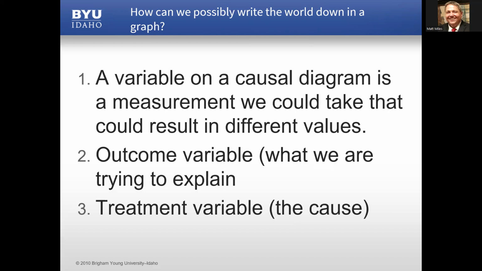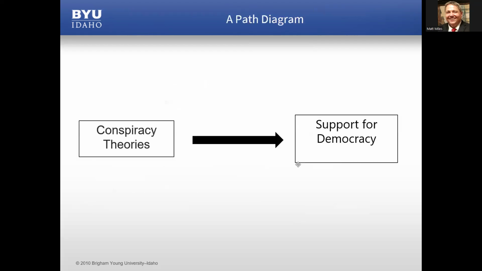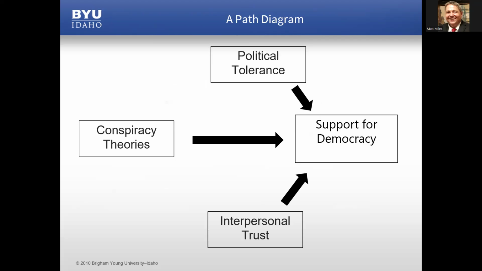So in this particular assignment, you were asked to develop an idea about how belief in conspiracy theories is related to support for democracy. And in that literature review, you probably found a number of things that influence support for democracy. Political tolerance was one of them. Interpersonal trust is another one of them, right?